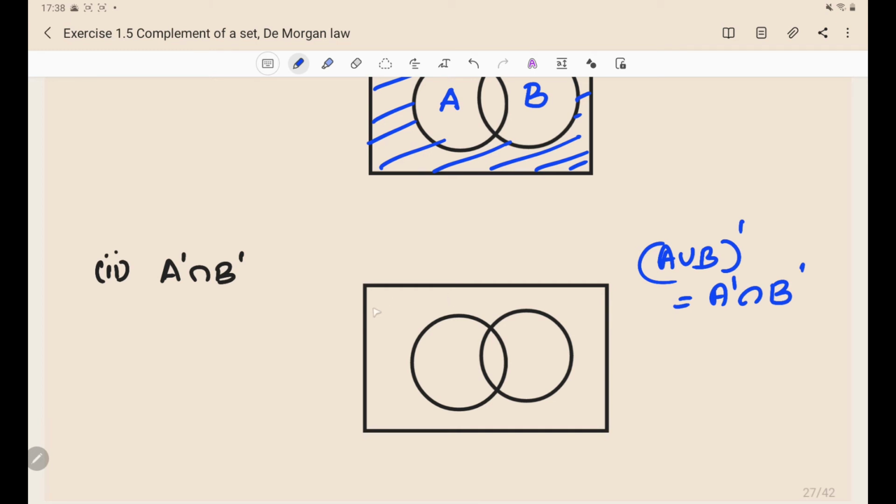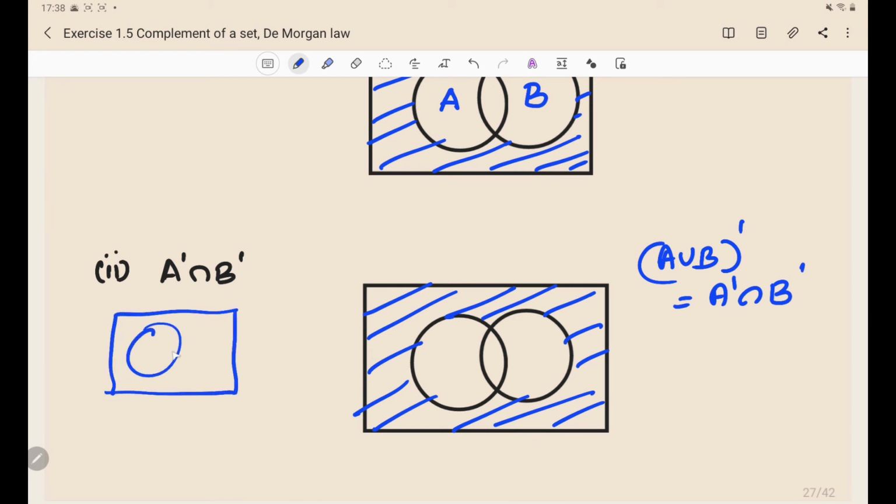I know that directly, so I know that it's the portion outside both A and B. But for the exam, if you find any difficulty, you can draw it separately also. It's fine. See, for example, A complement is what? All the elements outside the set A. So this is the area. This is the set A, right?